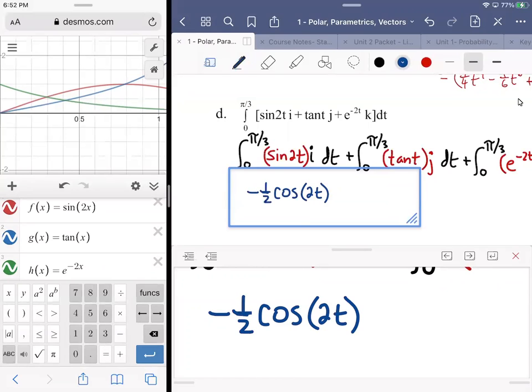Now, some of us are rules people. The rules folks, they look at it and say, well, I just knew it as antiderivative is negative cosine, and I just divide by whatever the coefficient of t is. That's fine too. All right, whatever lets you sleep at night. Nah, it's whatever you understand. All right. So that is going to be my I component.